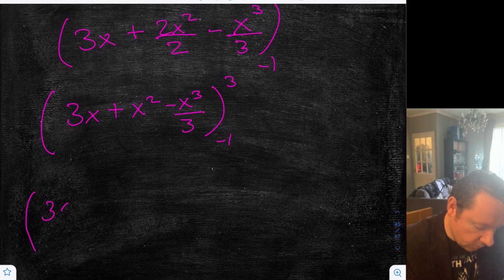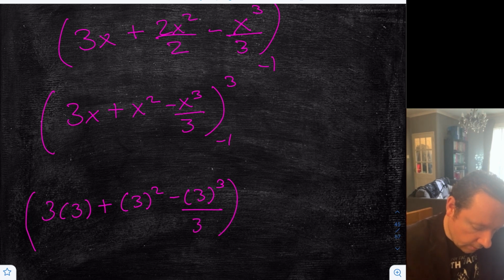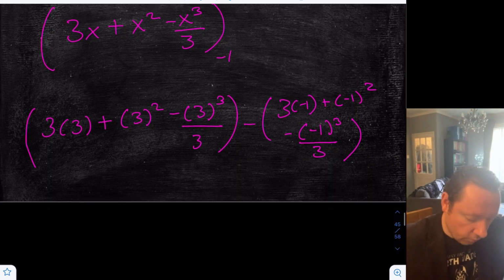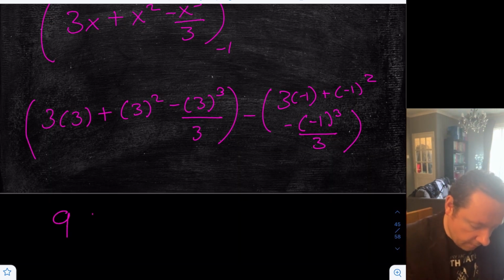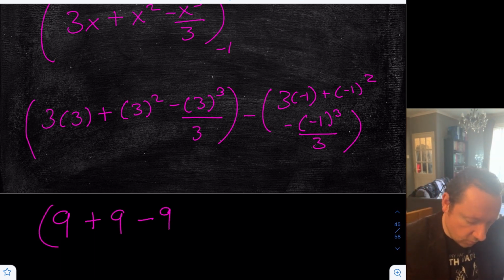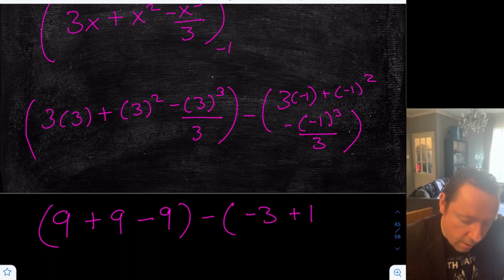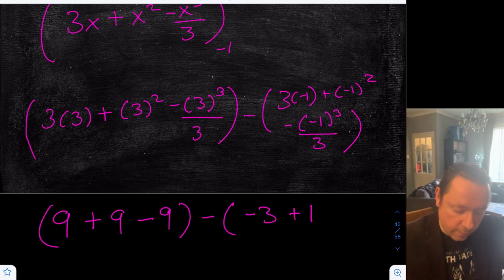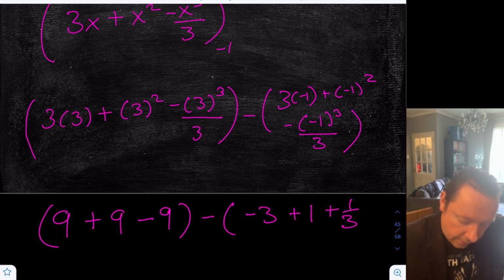So we get 3 times 3 plus 3 squared minus 3 cubed over 3, take away 3 times -1 plus -1 squared minus -1 cubed over 3. 3 threes is 9. 3 threes is 9 again. 3 cubed is 27, divided by 3 is also 9. So our first bracket becomes this, minus our second bracket: minus 3, -1 squared is +1, -1 cubed is -1, times -1 is +1. So we get to here quite quick.